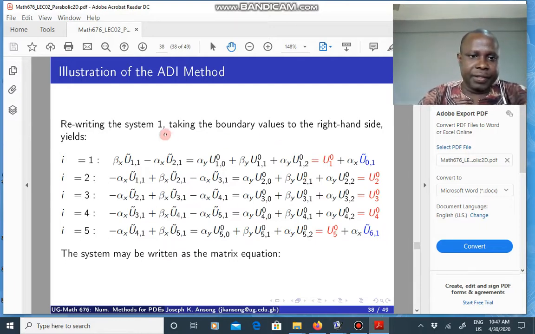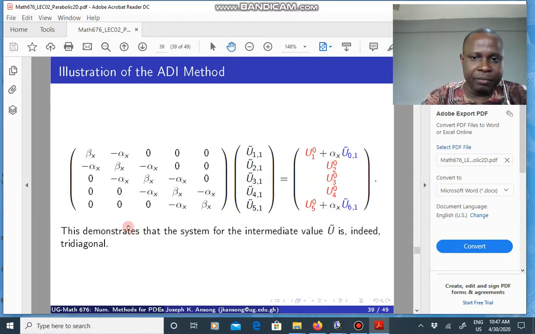Now, this system, which is the same as system 1, we can put this system in a matrix form. All right. So if you rewrite the system of equations in a matrix form, then boom, this is what you get. The right hand side is given by this. You want to compute for this.